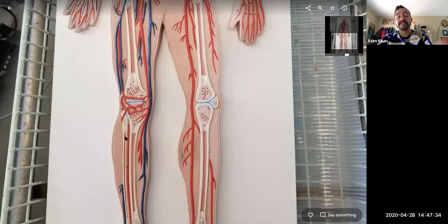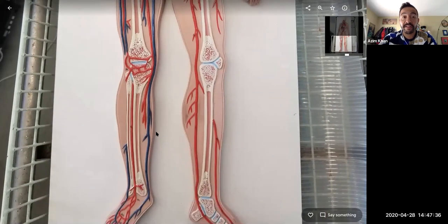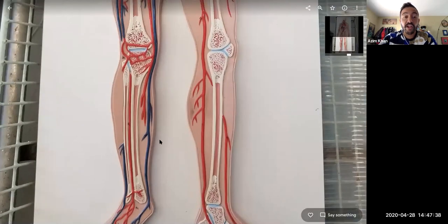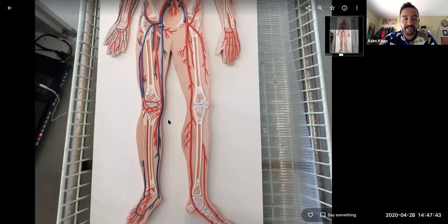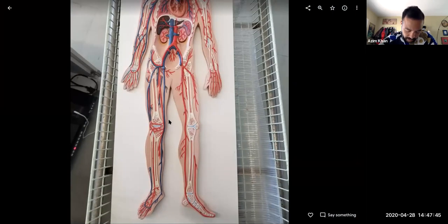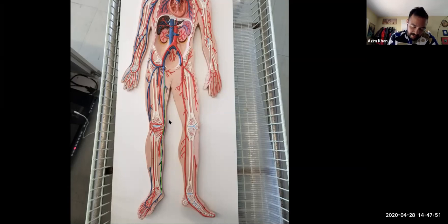When we're coming back from the capillaries, we've got several important veins. The longest vein in your body is in your leg, and it's this really long one you see here. It's known as the great saphenous vein. The great saphenous vein is a subcutaneous vein, really long.